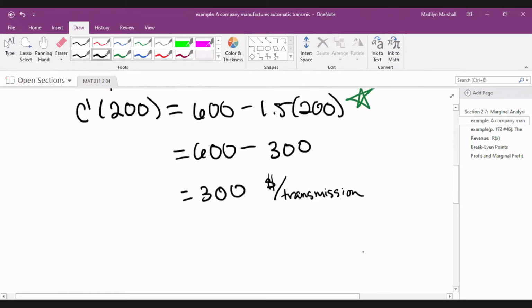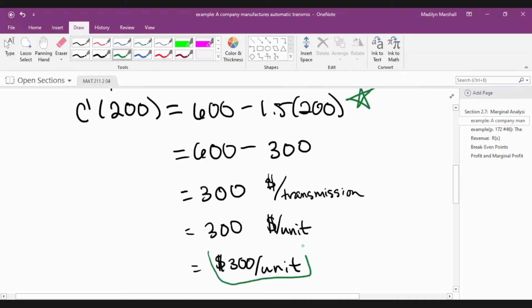And it would be fine also, since transmission is kind of a long word, to say dollars per unit. And it might also be more normal to write $300 per unit this way. Any of these would be fine. But we do have a rate of change. So that means that if we are increasing our production from 200, the cost will be increasing at a rate of $300 per transmission.